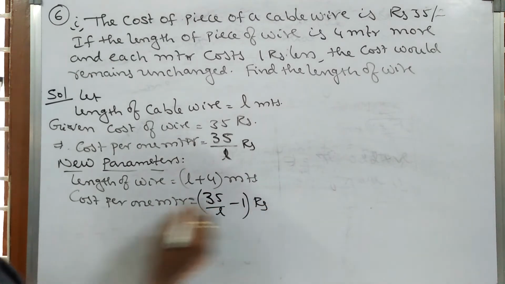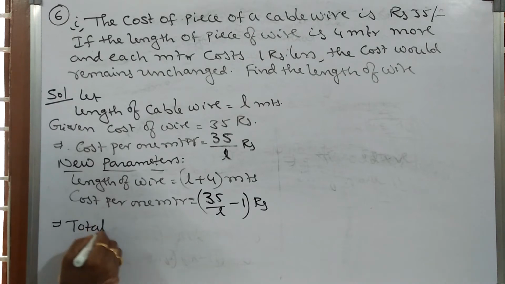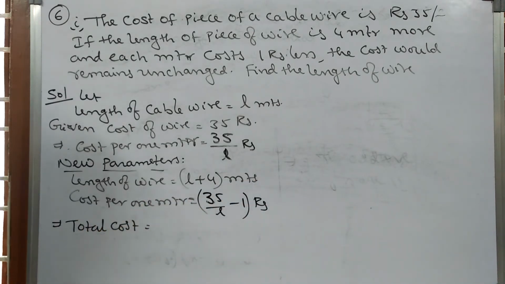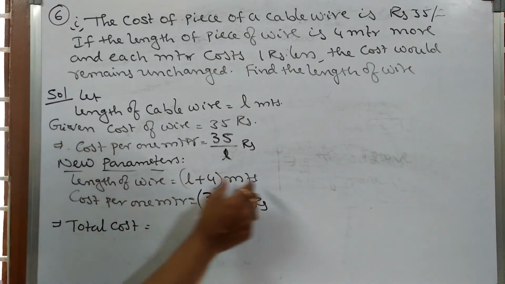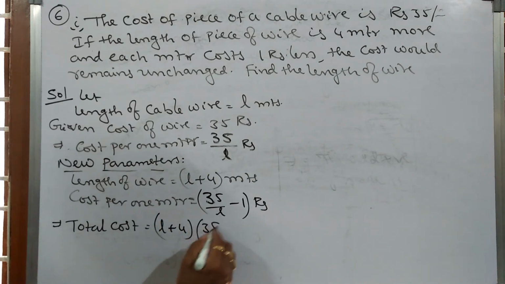Now, what is the total cost as per the new parameters? Total cost is equal to length into cost per 1 meter, isn't it? Because total cost is nothing but length of the wire, L plus 4 meters, times cost per 1 meter, 35 by L minus 1. That's why total cost will become length into cost per 1 meter, that is L plus 4 into 35 by L minus 1.